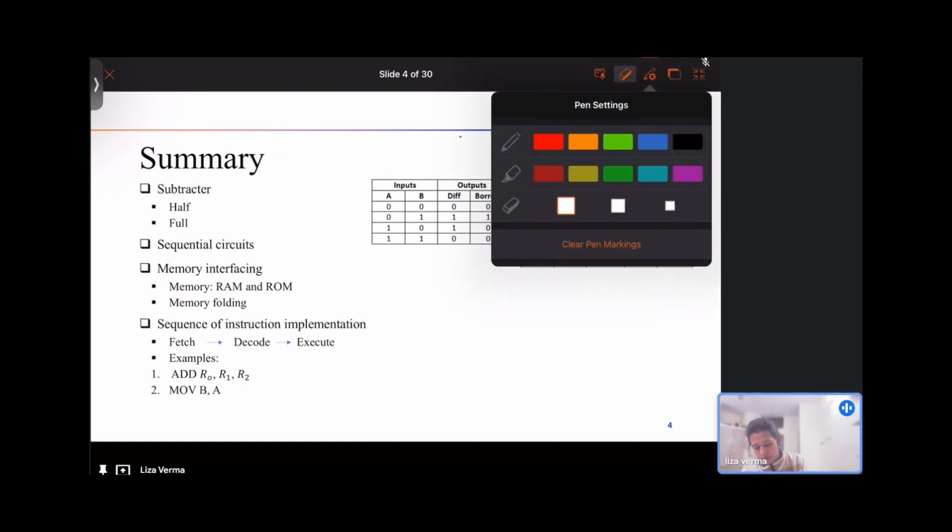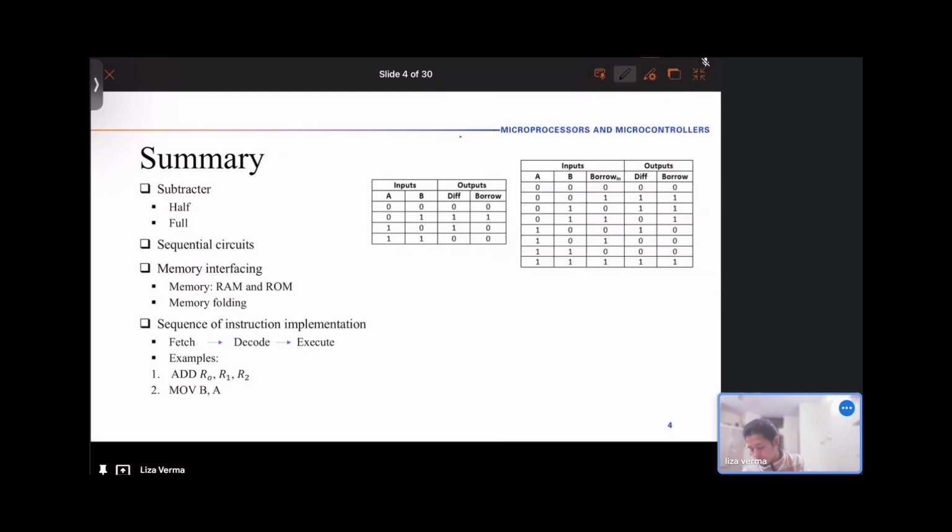Next are sequential circuits. Just like adder, subtractor and everything, they were discussed fairly, and we'll be doing questions on sequential circuits, so I'm going to skip these. Memory interfacing, we are going to do questions regarding these also. We all know what RAM is, ROM is. Memory folding was fairly explained in the lecture by sir.